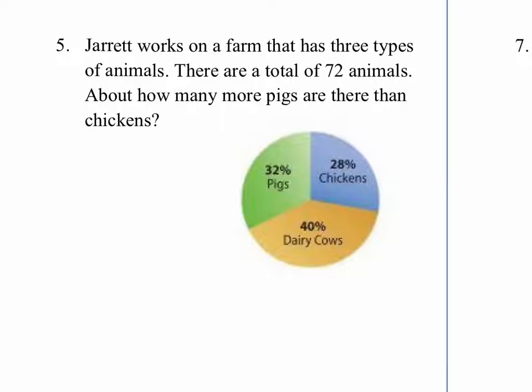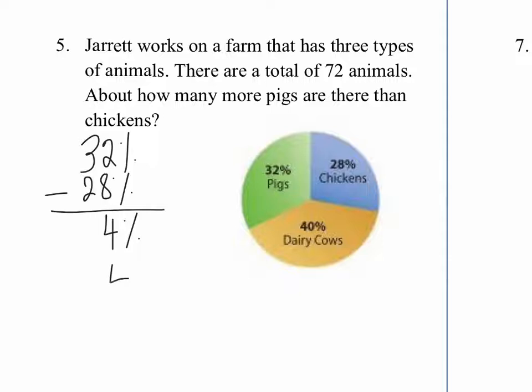So if you take the 32% that are pigs and the 28% that are chickens and subtract, you get 4%. And so you will be looking for 4% of, which is times, 72. You change your 4% to a decimal, which gives you 0.04 times 72.